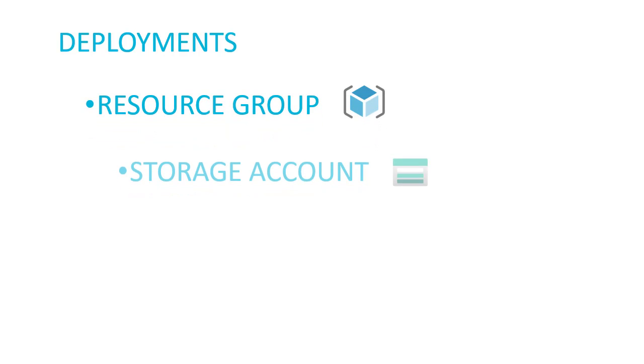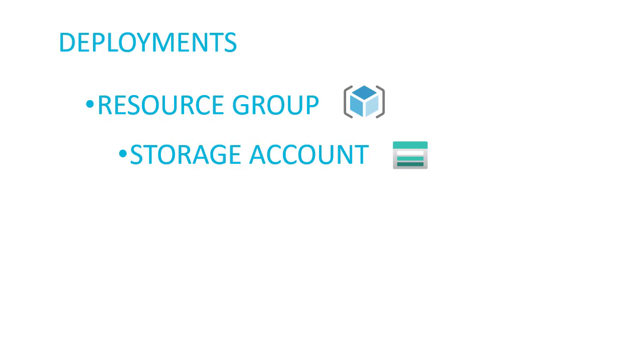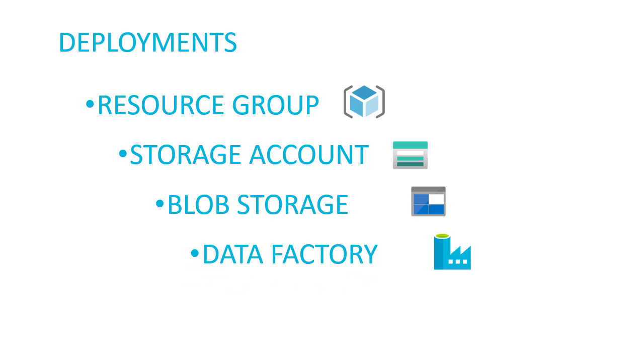to start by creating a resource group, then we are going to create a storage account resource, we are going to create a blob storage container on it, we are going to create a data factory resource, and to complete the process, we are going to deploy on the data factory our ARM template.